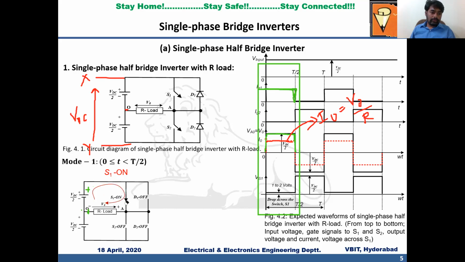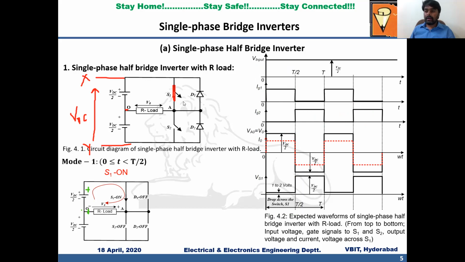Okay. Now diodes are in off condition with respect to input supply, as I told you that diodes will be in off condition. Okay. So when S1 is in on condition, the voltage across S1 will be 1 to 2 volts, right? So now I will move on to the next mode, which is mode 2.